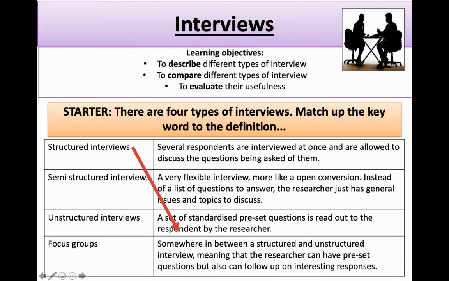So your task is to copy out this table on your piece of paper, and I want you to match up the different types of interviews to the correct definition. So please pause this video now once you do that.